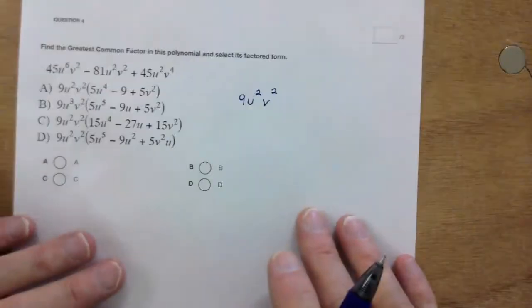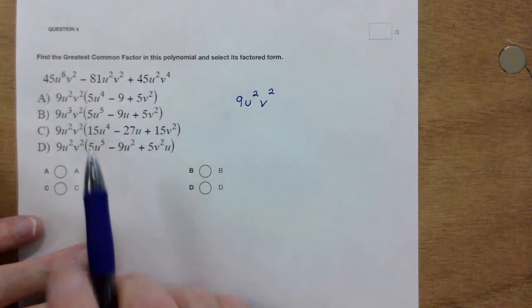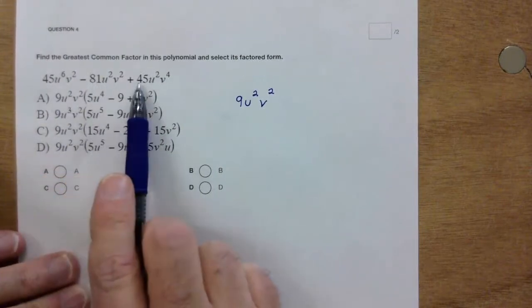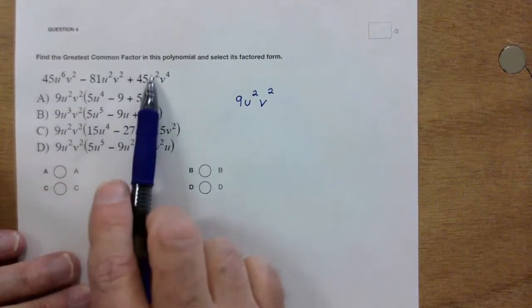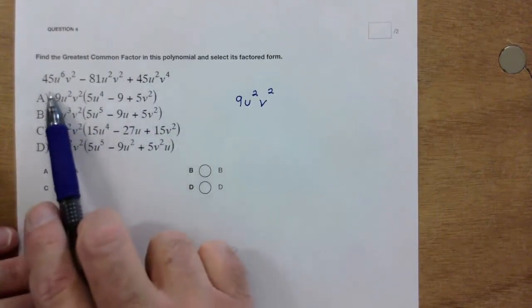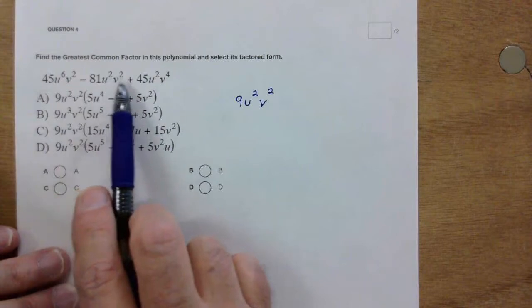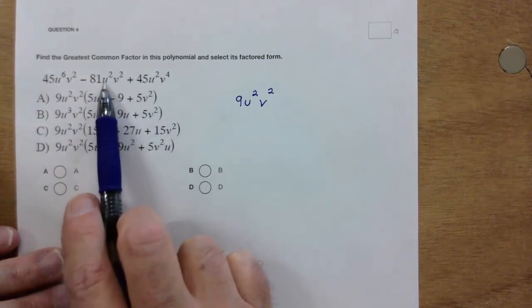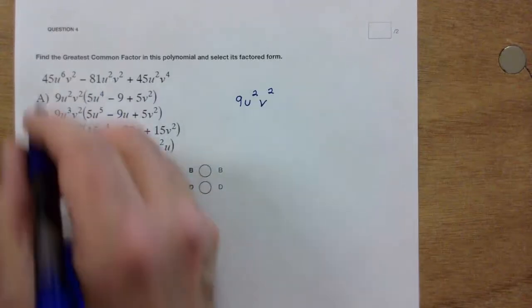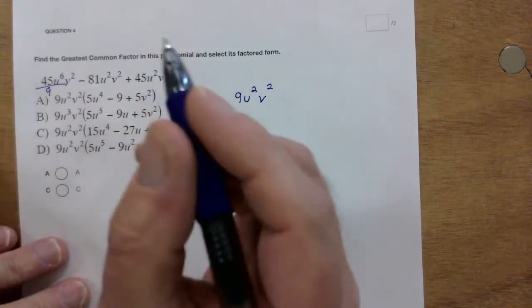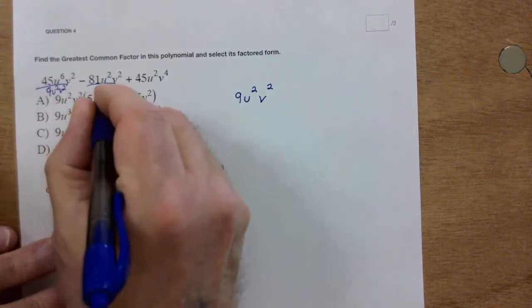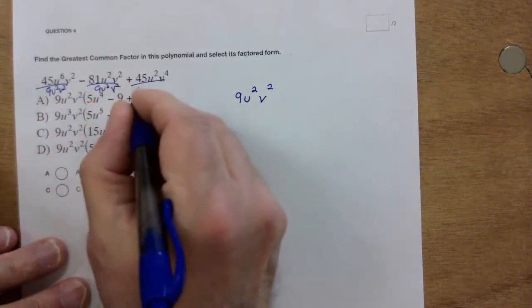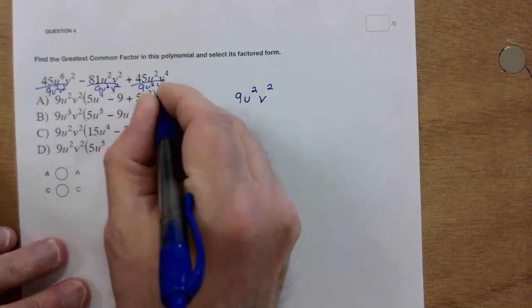All right. Last one here. Guys, 45, 81, and 45. I can take 9 from each one of those. 9 is the greatest common factor between those 3 numbers. They each have 2 u's and each have 2 v's. Again, look at the smallest exponent on the variable v and the smallest exponent on the variable u. So from each of these I take out 9u squared v squared. Take it out of each one.